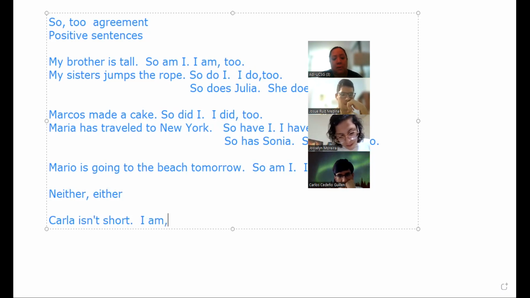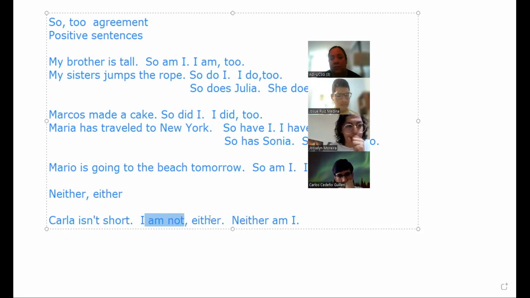I am not either, or neither am I. Okay, when you use either, you have to use negative form, either with negative form. When you use neither, you don't use negative form.